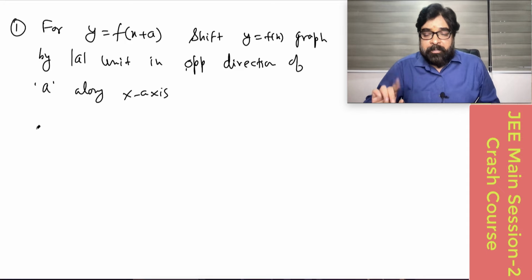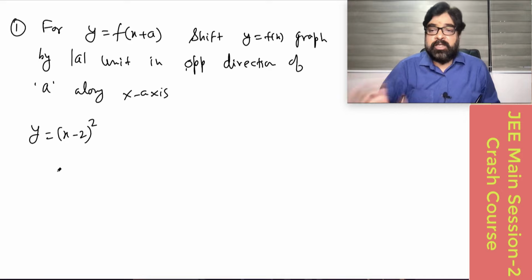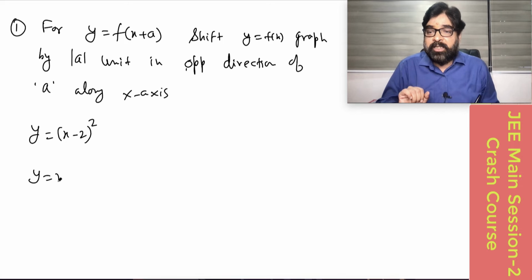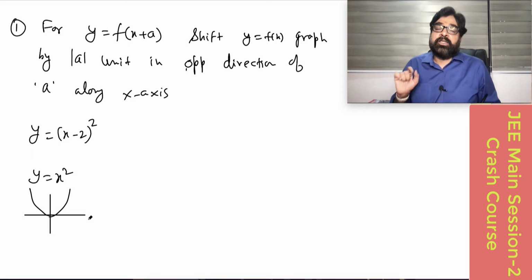Let me explain it with an example. Suppose I want to get the graph of y equal to (x minus 2) whole square. First, try to get the basic graph. How to get the basic graph? Whatever the constant is here, remove it. So what is the basic graph? y equal to x square. The y equal to x square graph, everybody should know. These are the basic graphs, be clear.